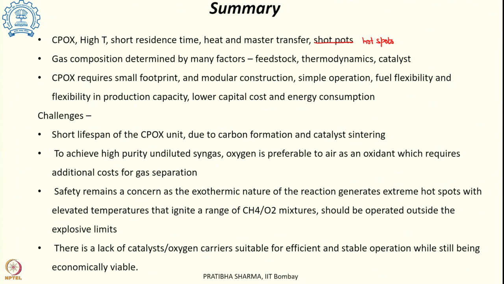The gas composition obtained after partial oxidation depends upon factors like the feedstock composition. Thermodynamics plays an important role in determining the gas output, along with the catalyst used. Catalytic partial oxidation, compared to SMR, requires a smaller footprint. It can be built in modular construction, it is simple to operate, and we can use fuels other than methane. Because it is modular, it provides flexibility in production capacity. The capital cost requirement is lower and the energy consumption is lower because it is an exothermic process.